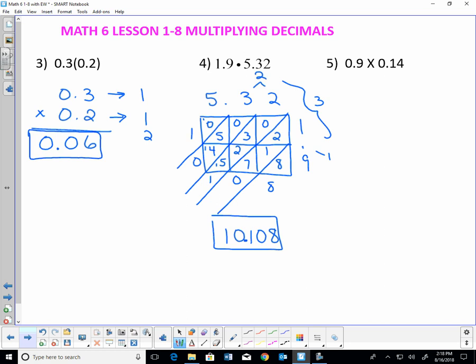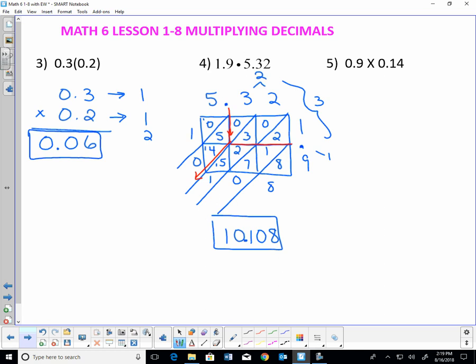And another way of thinking of it is, here's my decimal point here, here's my decimal point here. If I was to draw a line down here and across here, where these 2 lines meet is right here, there's where my decimal point should be, 10.108. It's a little nifty way of multiplying.